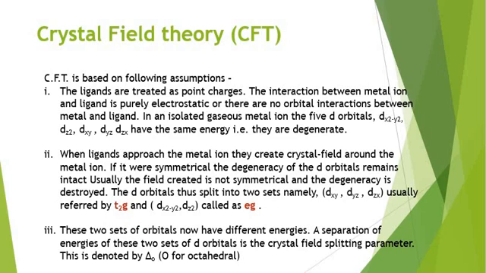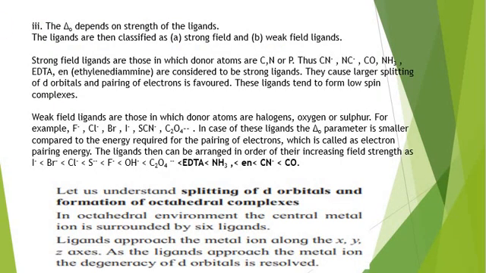These two sets of orbitals will now have different energies, and the separation of energies of these two sets of d orbitals is the crystal field splitting parameter. It is denoted by delta O. O means octahedral. Now, delta O usually depends upon the strength of the ligand.